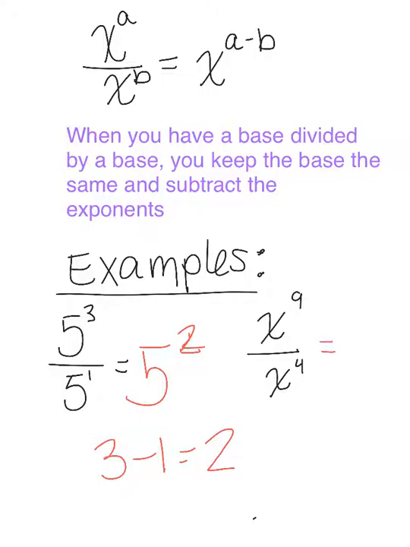In the second example, x to the ninth divided by x to the fourth is going to be x to the fifth, because 9 minus 4 equals 5.